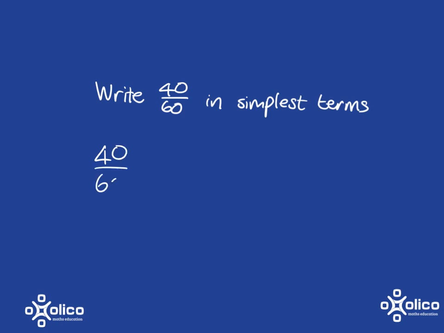So if you start with 40 over 60, quickly and easily I can see 10 can go into top and bottom, so I'll get 4 over 6, but this isn't simplest terms yet because 4 and 6 can both be divided by 2, so I'll do that, and then I get 2 over 3. And the only thing that can go into 2 as well as into 3 is 1. So I stop here, and 2/3 is 40 over 60 in simplest terms.